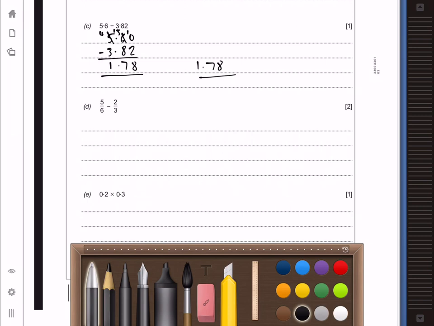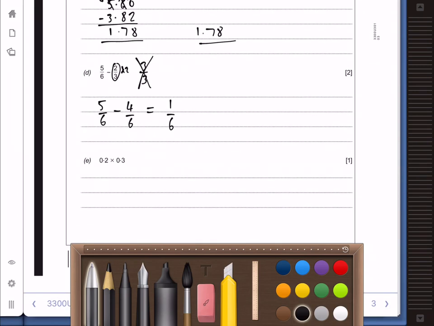Then part D, the common wrong answer here is 3 over 3. That is wrong. With fractions, when we add or take away, we need a common denominator. So what we could say is, let's multiply the whole of this fraction by 2. So it ends up being 5 over 6, take away 4 over 6, to leave you with 1 over 6.